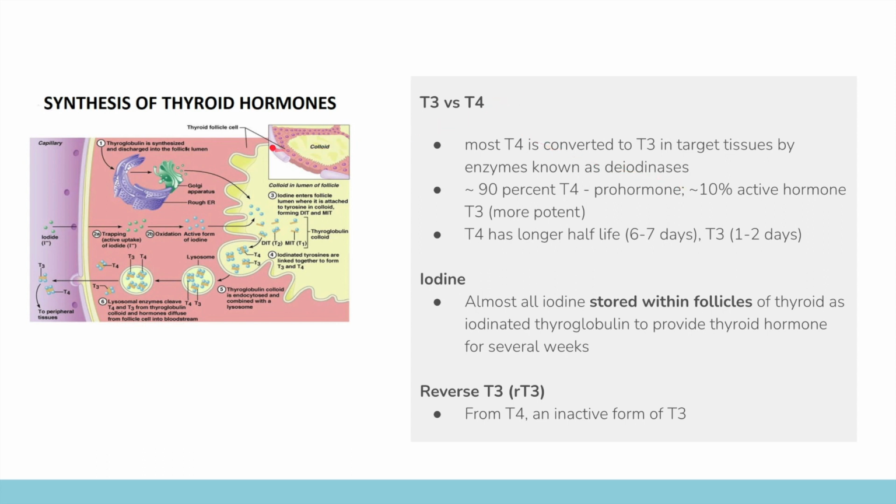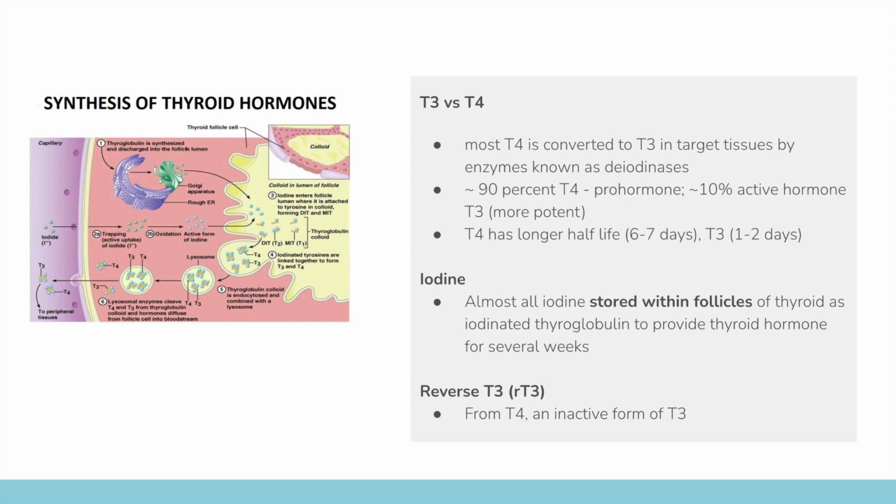Okay, now that we've talked about the synthesis of thyroid hormones, let's talk about T3, T4, and iodine. So T4 and T3 float around the body, but T4 is actually a prohormone. So even though 90% of the hormones are T4, it needs to be activated by these deiodinases, so this enzyme, into T3, and then it can actually work as the hormone as it's meant to. So T3 is more potent, but T4 has a longer half-life.